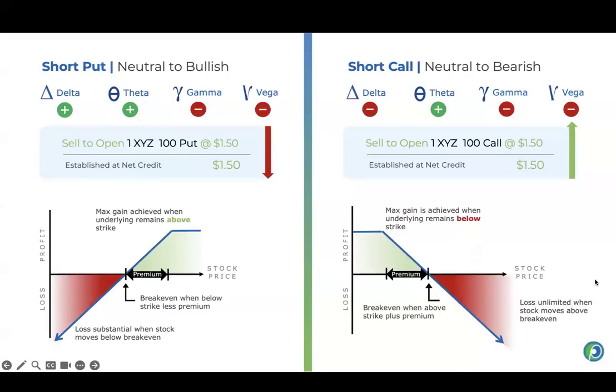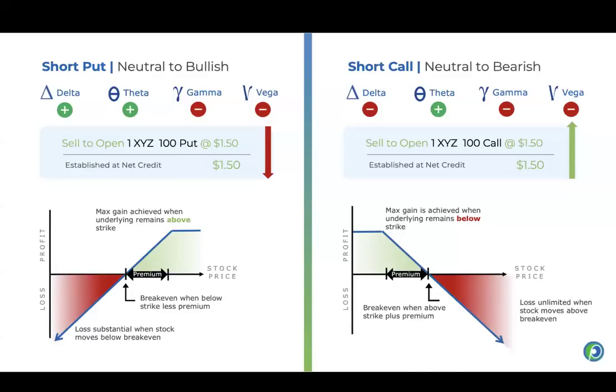So if your long options are defined risk, your short options are not. The short call individually has unlimited risk potential. So we've got the deltas, positive theta, negative gamma, and negative vega. So these are the things that we can mitigate. We can utilize these to draw down the cost of our super high premium due to implied volatility being heightened around earnings. These are neutral strategies. They're neutral to a slight directional bias.